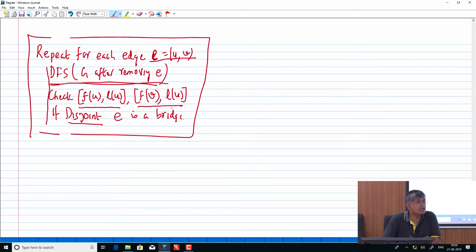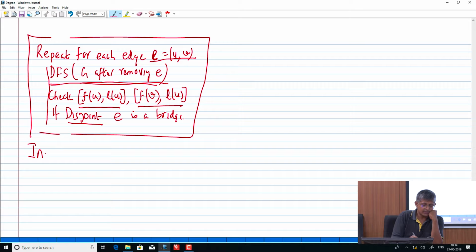We already discussed that if two vertices don't have an ancestor-descendant relationship, then the two intervals are disjoint. So just check if the two intervals are disjoint. If the two intervals are disjoint, then E is a bridge. Otherwise, E is not a bridge. Fine. So this immediately follows from applying depth first search m times.